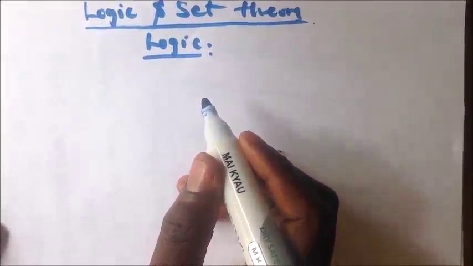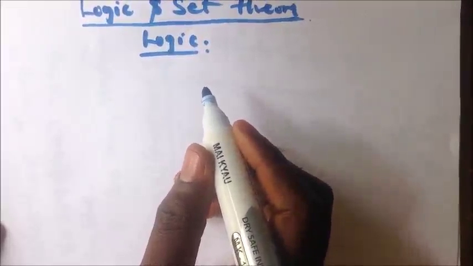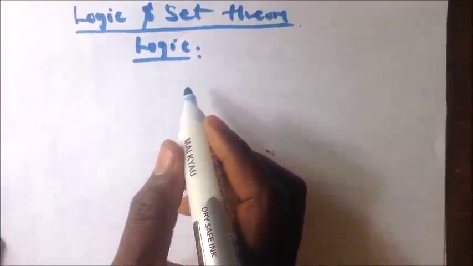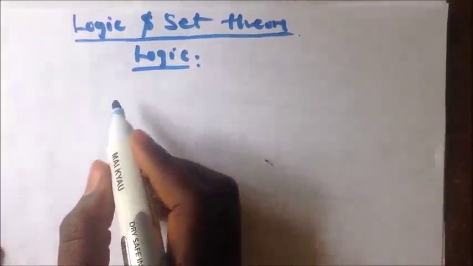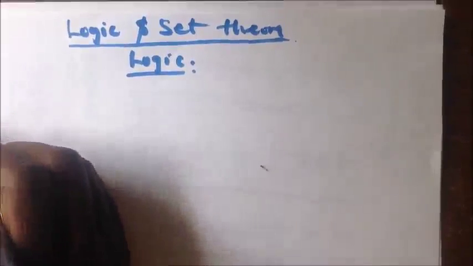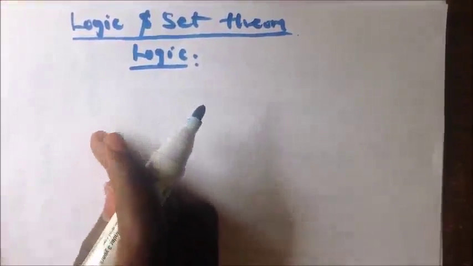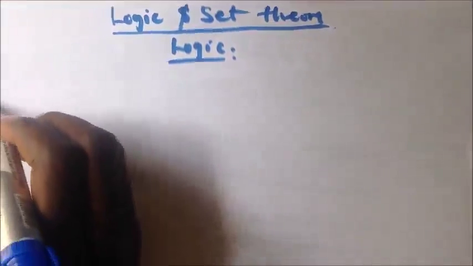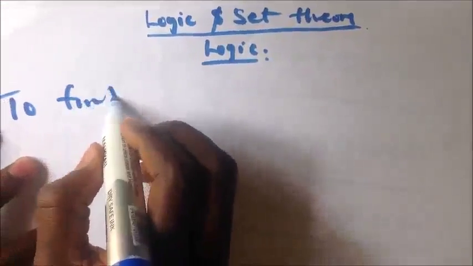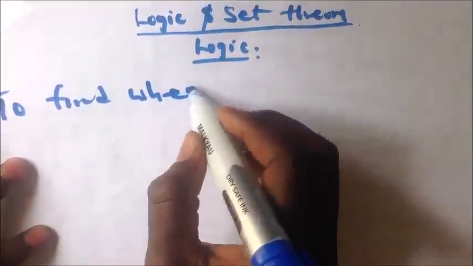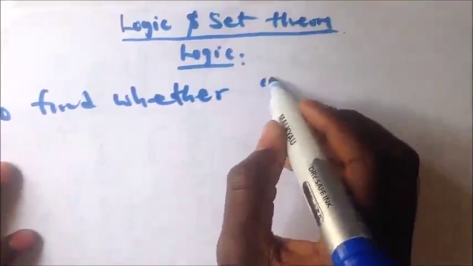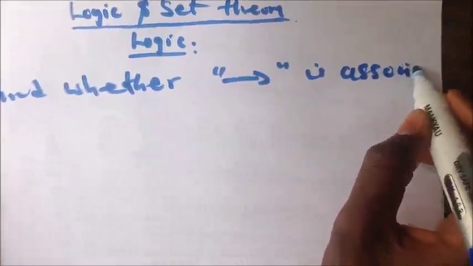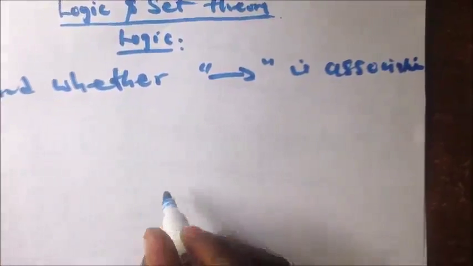Today we'll be discussing the topic logic, which is part of the course. We are going to continue from where we stopped, which is the implicative. Under the case of implication, we tested for the commutativity of the implicative. Now we are going to find out whether the implicative is associative. That's what we are going to check now.